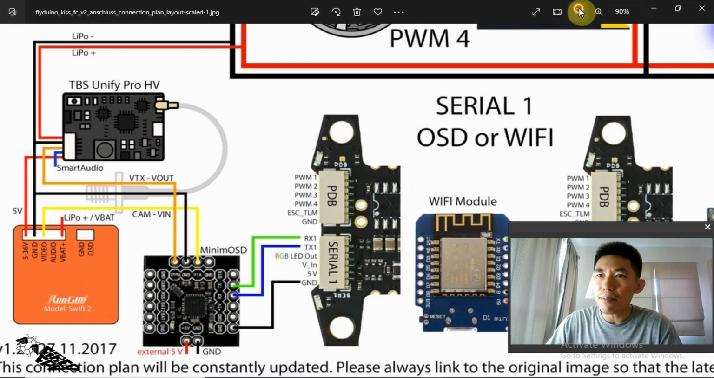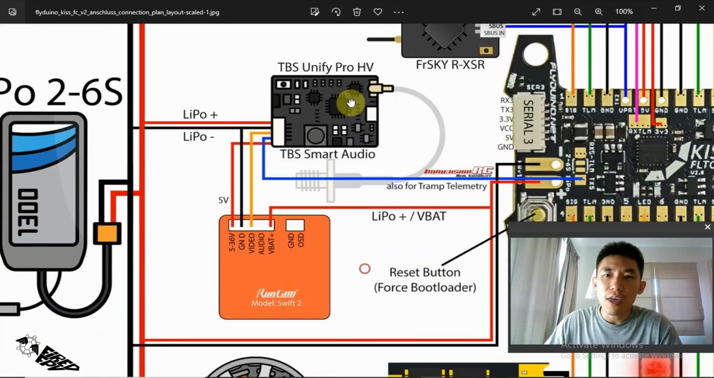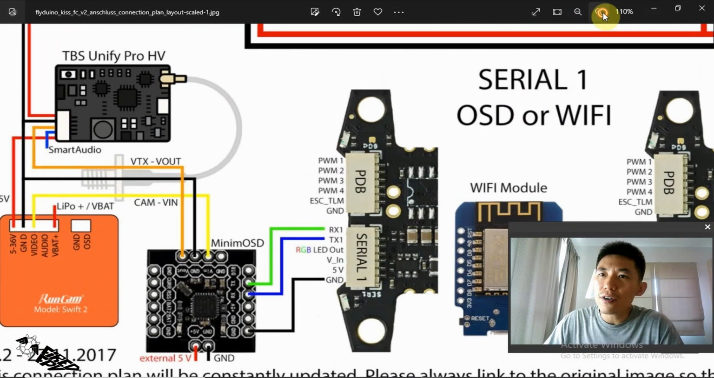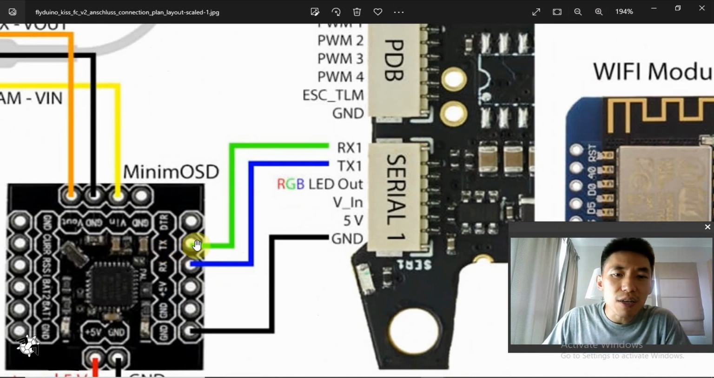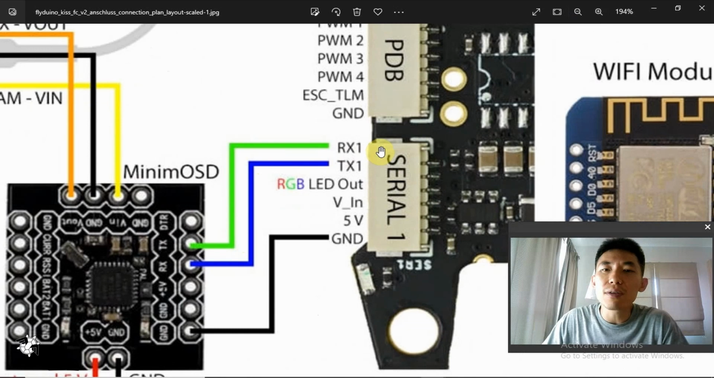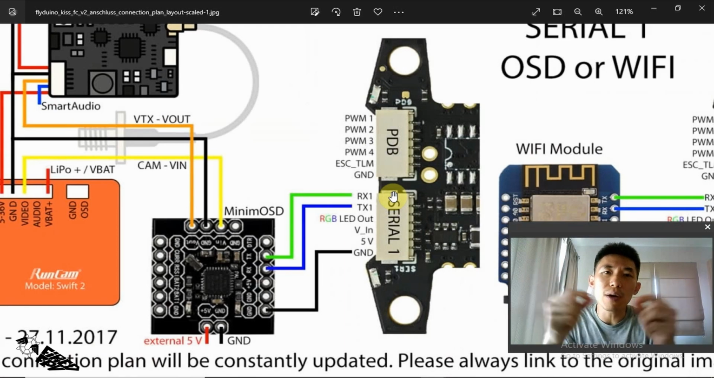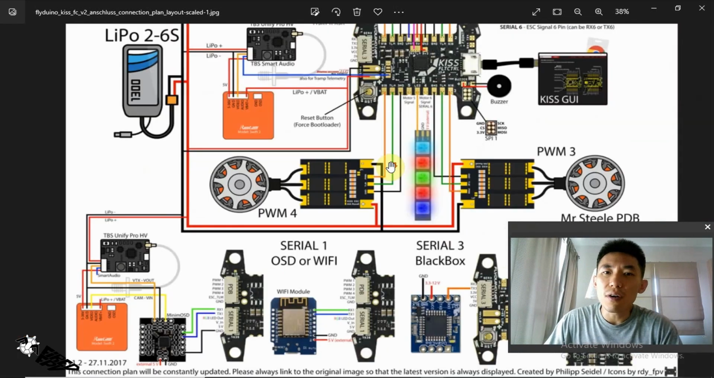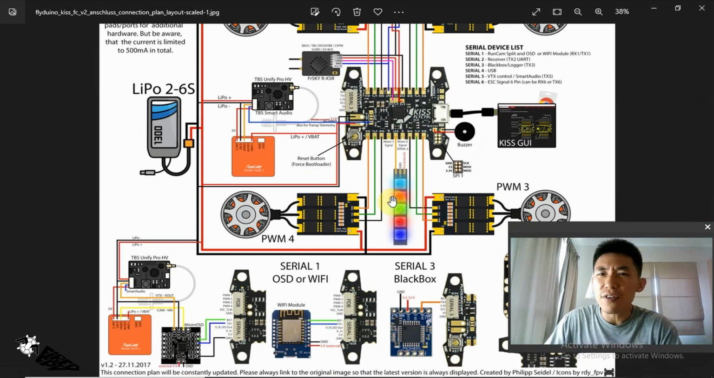Because this diagram from Mr. Philip Sidor clearly states that for connecting an OSD to the KISS FC V2, the TX pin should be connected to the RX pin of the flight controller, and the RX pin should be connected to the TX on the flight controller. This is the basic logic to make two pieces of equipment communicate with each other. So then I needed to make sure whether there is any difference when connecting the FETtec OSD board.